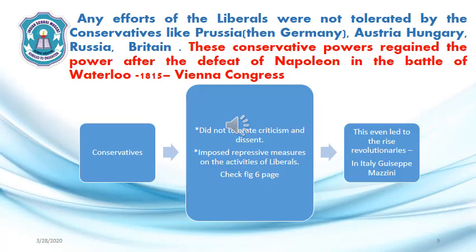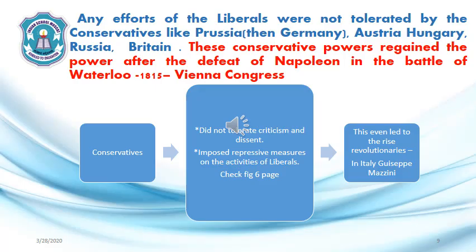Mainly after the Battle of Waterloo, after defeating Napoleon in 1815, these conservatives regained their power. They divided most parts of Europe amongst themselves, especially Prussia, Austria-Hungary, Russia and Britain. They wanted to dominate in Europe. They never tolerated any such liberal sentiment, the liberal views. They didn't tolerate criticism. They imposed a series of restrictions on liberal activities. So you could see there was a clear clash between conservatives and liberals.